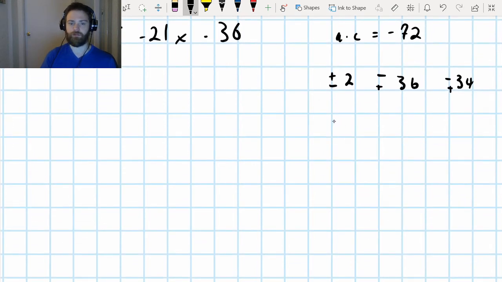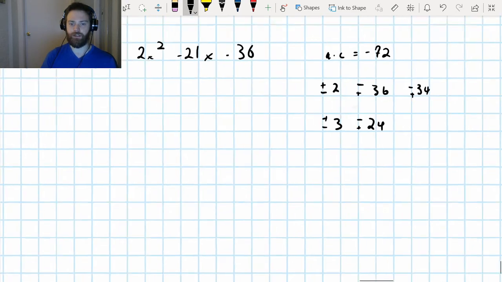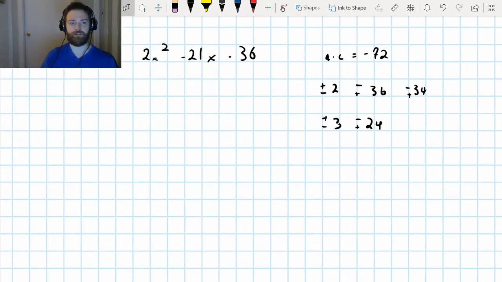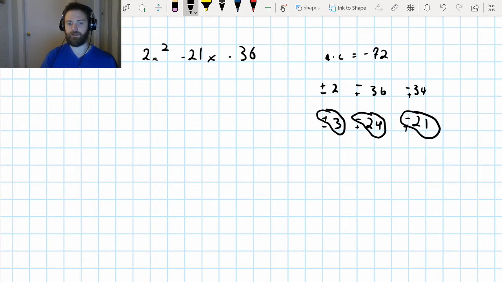So then plus minus 3. It is divisible by 3, which gives 24. And we got our pair. Look at how hard that was. They're saying it's hard, but we got it. So 3 minus 24 is negative 21. Negative 3 plus 24 is positive 21. So I'm looking for negative 21. So I've got positive 3, negative 24, and that gives negative 21. So that's the pair that I need.